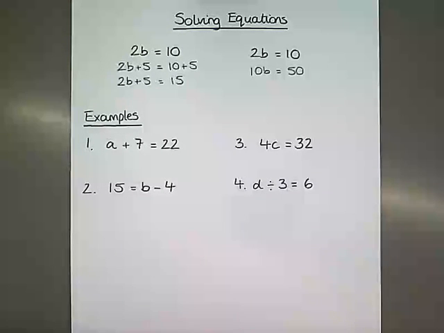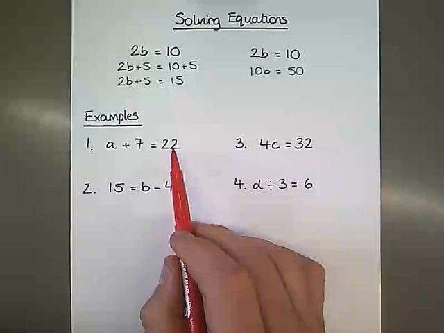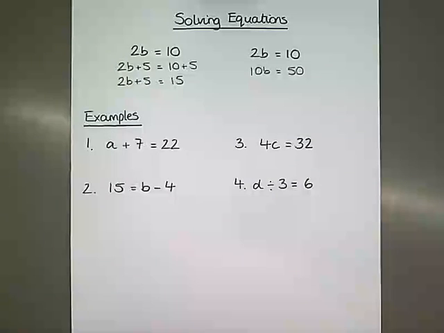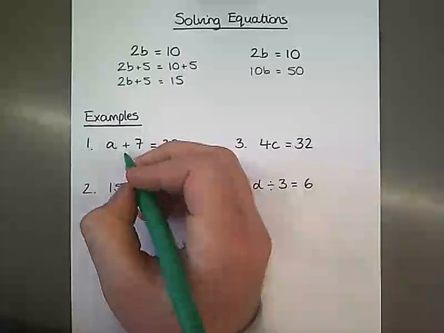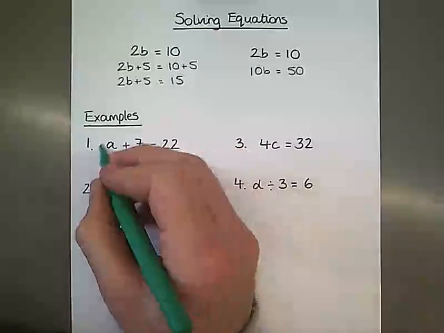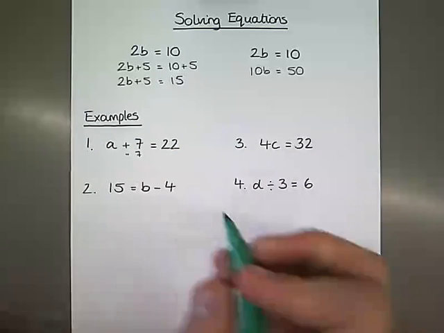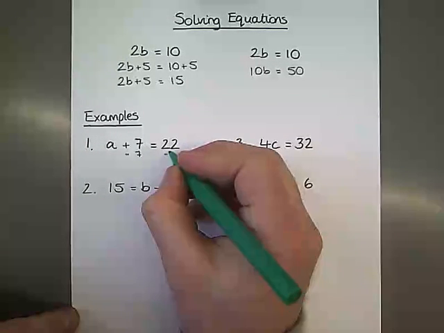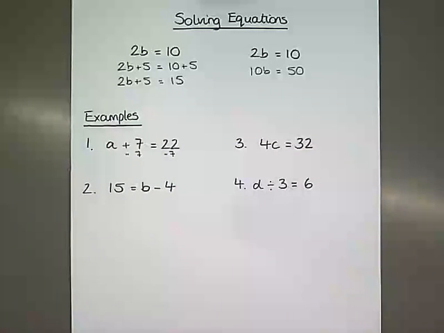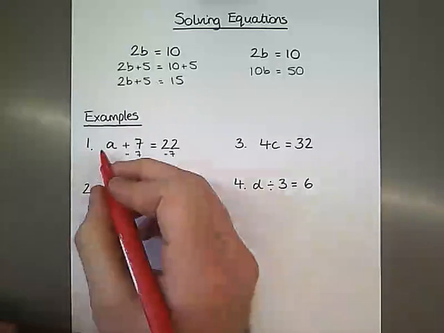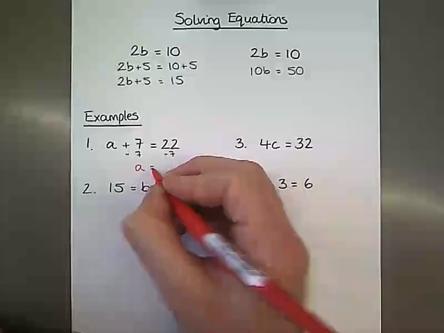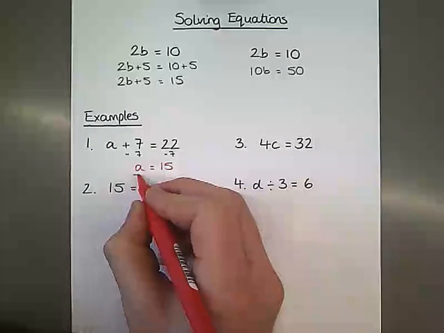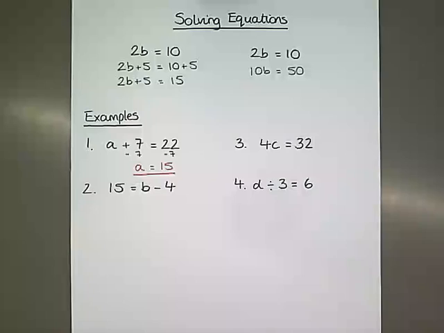So if we have a plus 7 equals 22, I want to get rid of this plus 7, so I just have a. So we do the opposite. We're going to take away 7. That will just leave a on the left-hand side, and that's what I want. Now, remembering the rule we talked about at the top, that means we need to also do the same to the other side. So I need to take away 7 from the right-hand side, from 22. So on the left-hand side, I'm just left with a. On the right-hand side, 22 take away 7 is 15. That has solved the equation. I've worked out the value of a.